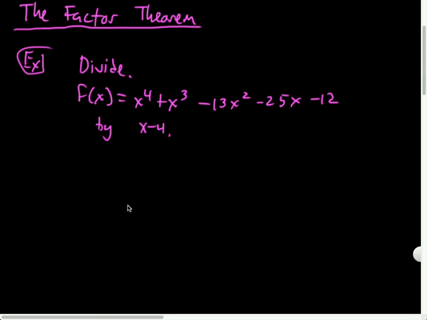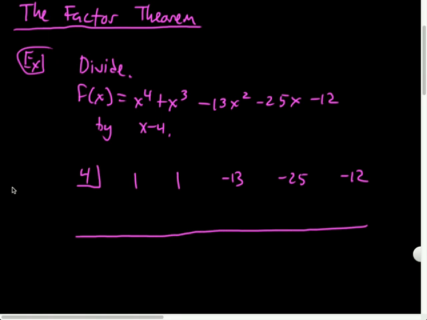And let's do the setup, the classic. So if I'm dividing by x minus 4, what's going in the box? 4. Positive 4. And do I have any placeholders? No, it looks like I'm going to have 1, 1, negative 13, negative 25, and negative 12. So here we go. Let's see what we got. So add, multiply. 1, 4, 5, 20, 7, 28, 3, 12, 0. What?